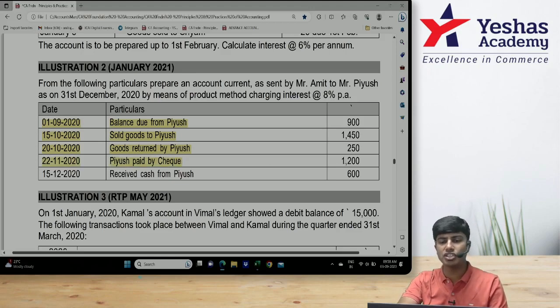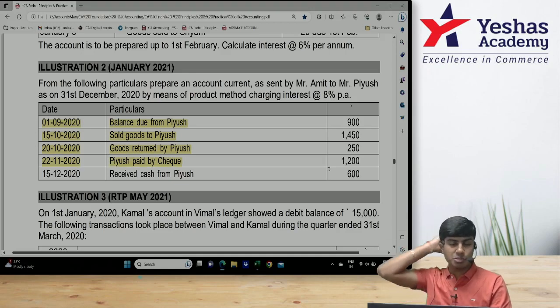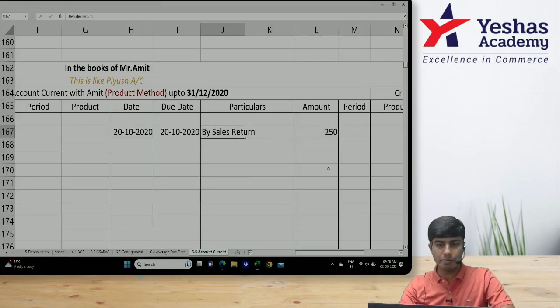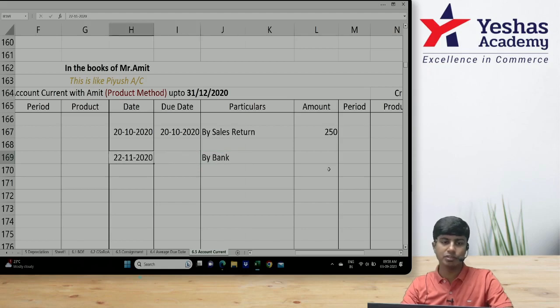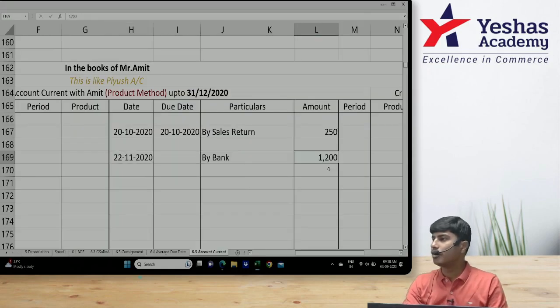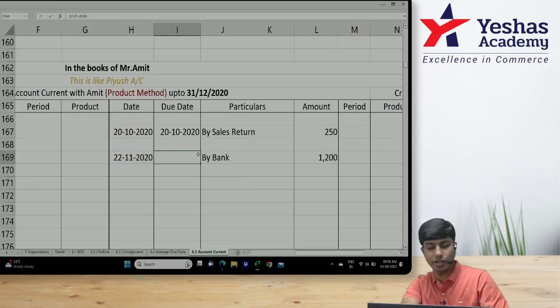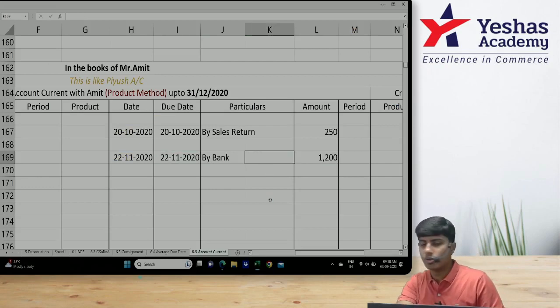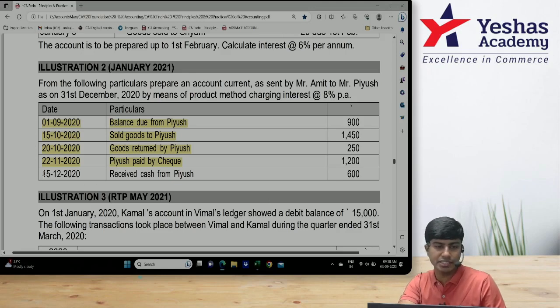After that, 22nd of November. Piyush paid by check 1200. If Piyush has paid by check, what is the entry? Bank account debit to Piyush. So in Piyush account, I'll write by bank, date 22nd November, 1200. If they would have told us the check date is 1st of January, then we would have written 1st of January in the due date column. Just giving you additional information, which is not required for this problem. Got it? 22nd November.